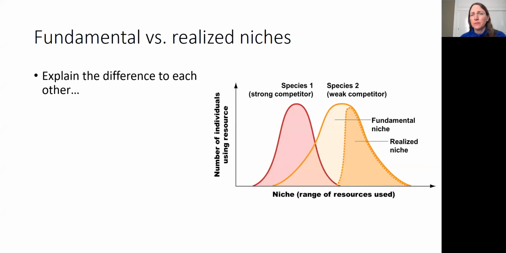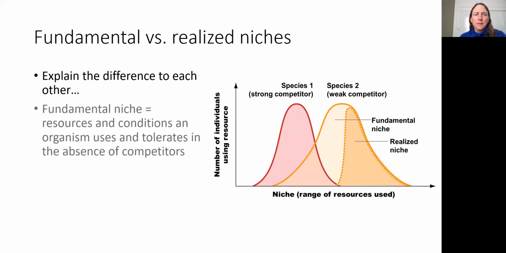So back to fundamental versus realized niches. Basically, a fundamental niche is the range of resources that an organism would exploit on their own. So whatever range of resources they would use. The realized niche becomes whatever range of resources they might use in the face of competition.